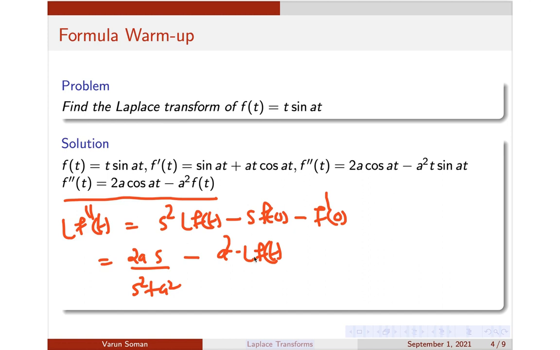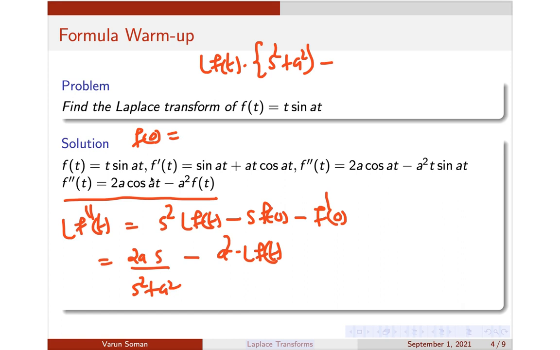Now I can take this L of f t together. So when I take L of f t together, what will I get? It will be simply L of f t into s square plus a square on your LHS, minus f of 0. Your f of t is actually t sin at. So what is f of 0? f of 0 will simply be 0.